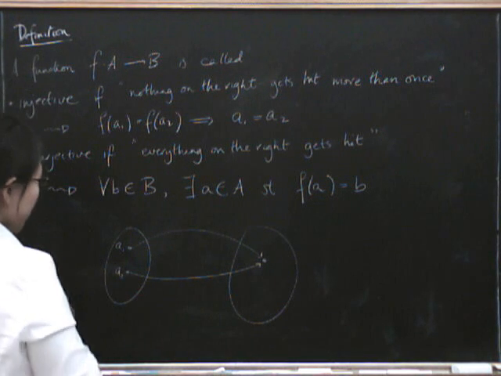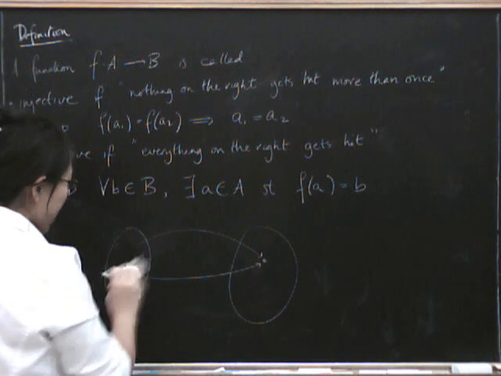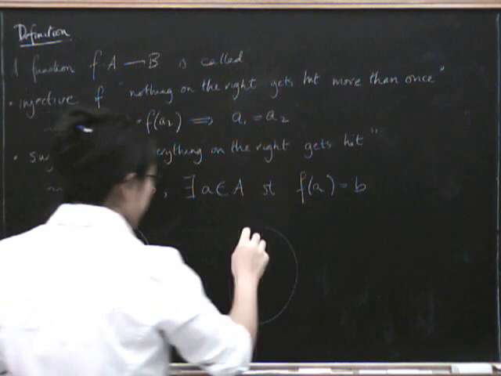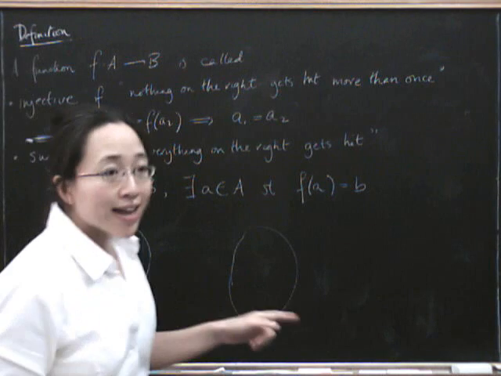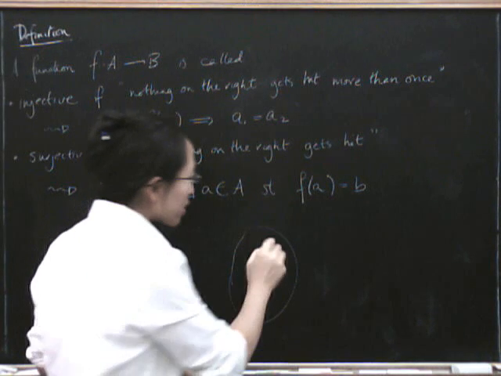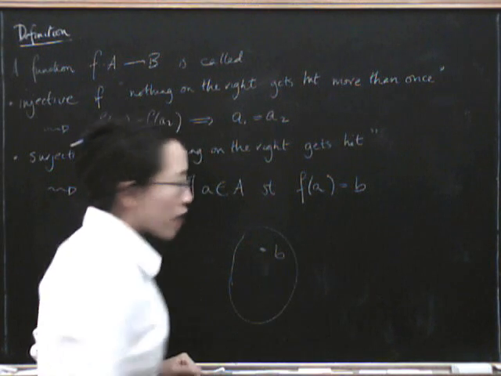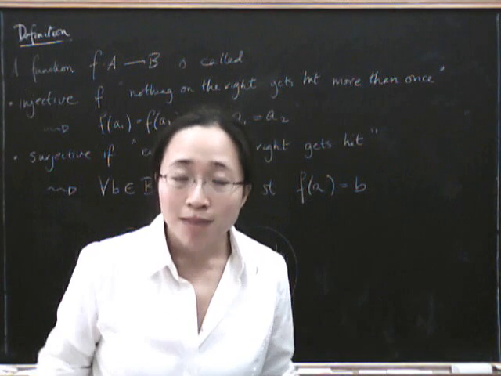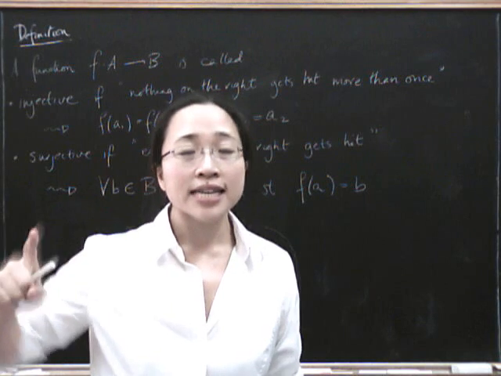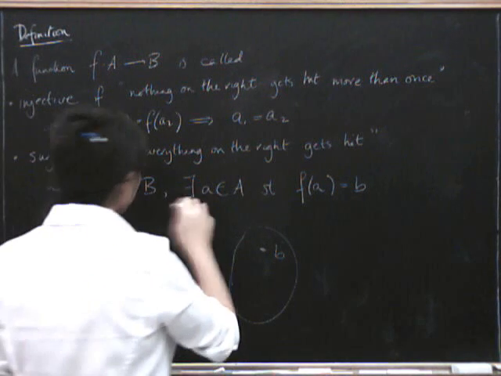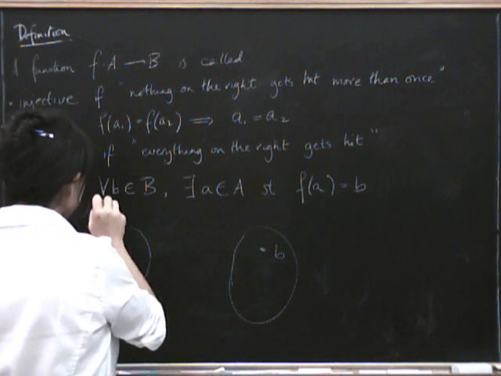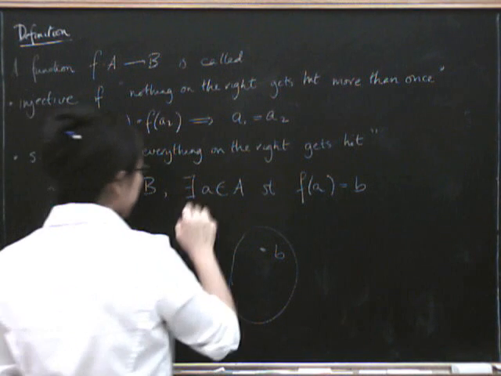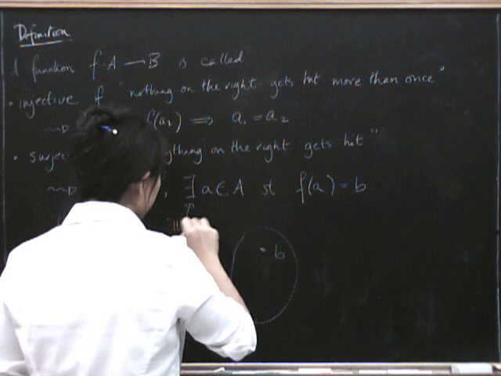Okay? And then the surjection definition is saying, supposing, wipe all that off and start again, this is saying everything on the right gets hit. So let's just look at an arbitrary point B on the right-hand side. I want to know it gets hit by something. I don't care how many times it gets hit, but I do care that it gets hit at least once. So remember, this symbol here means for all, and this means there exists.